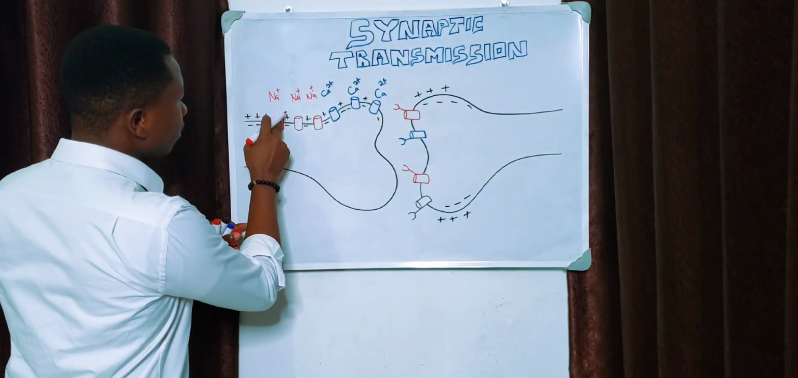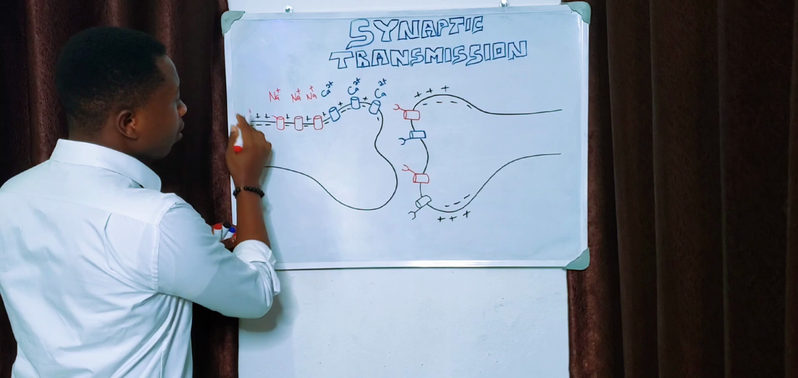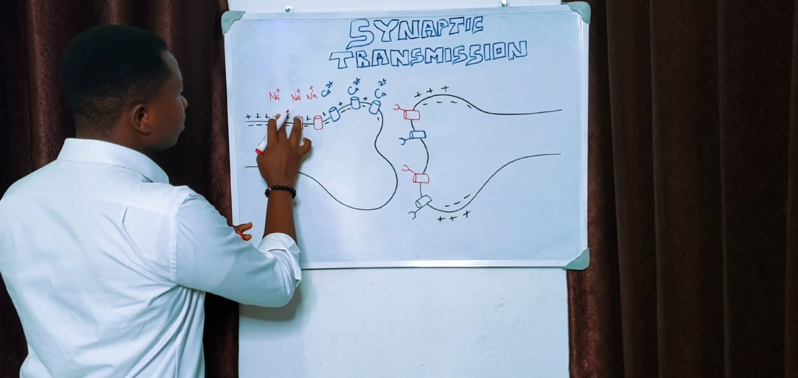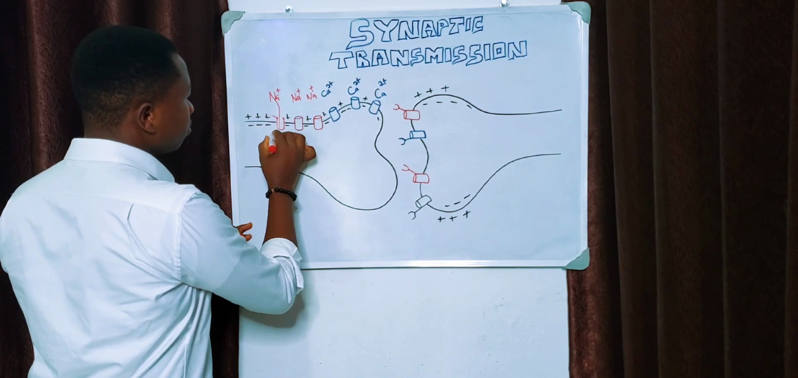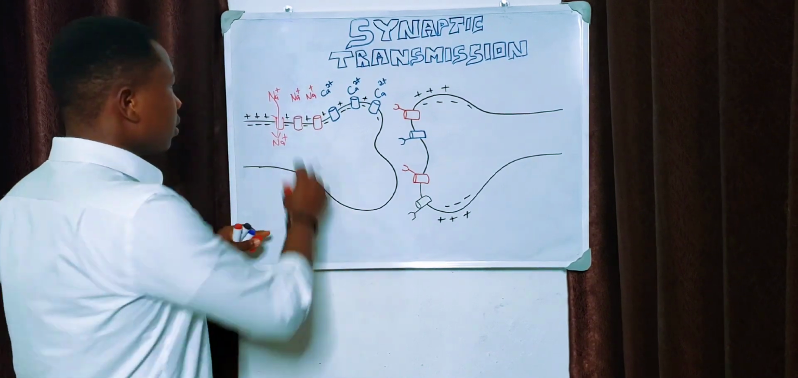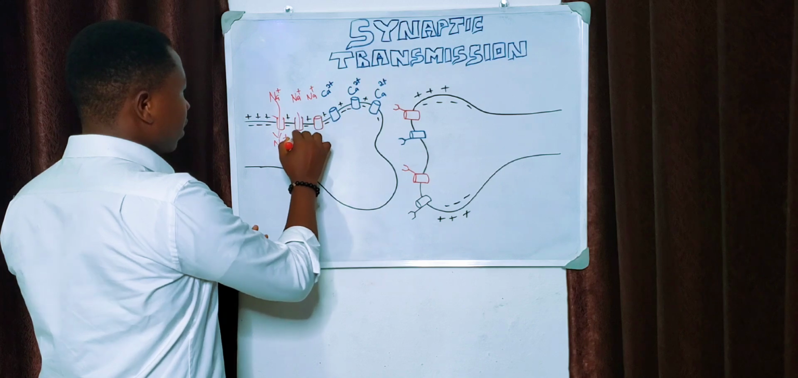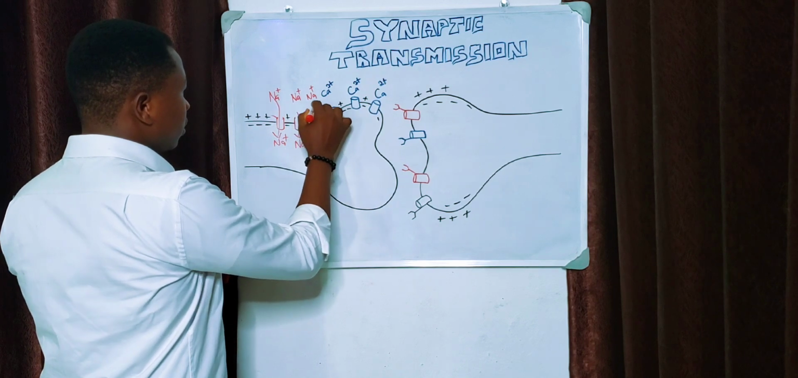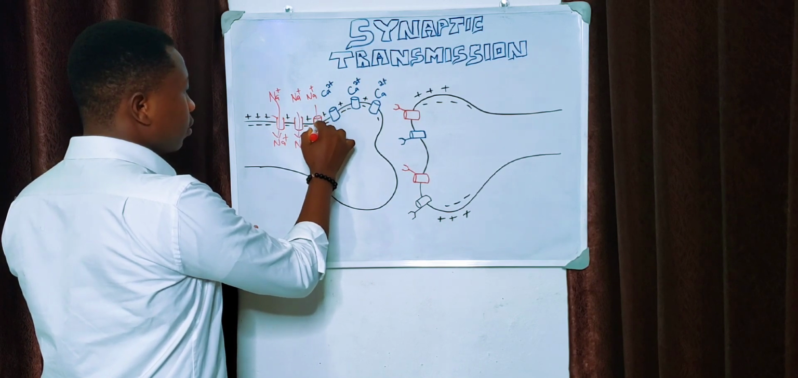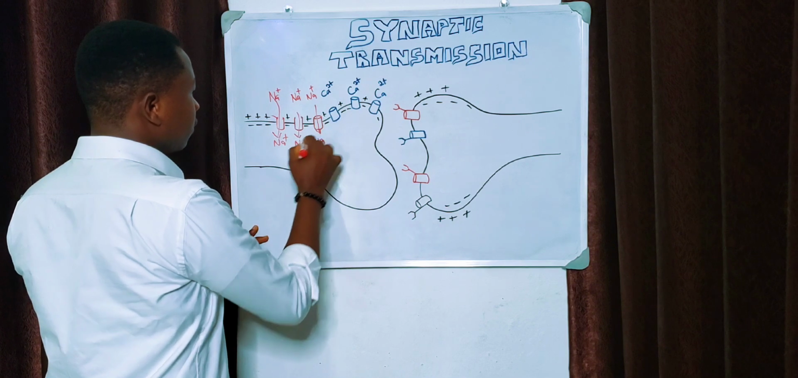This voltage gated channel flips open, and when it flips open, it allows sodium ions to get into the cell. The same thing happens here. It flips open and allows sodium ions to get into the cell. Same thing, so all the sodium ions enter the cell.